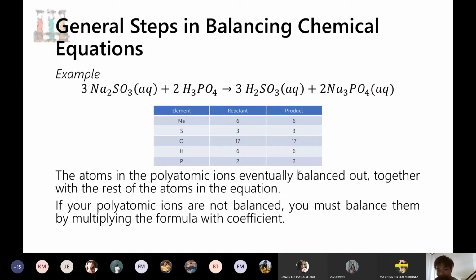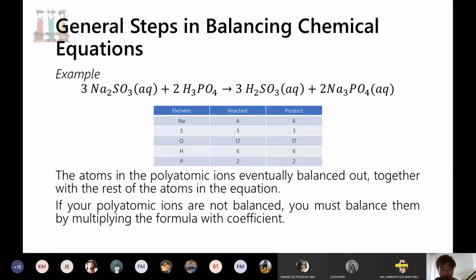Count mo uli yung mga atoms dyan. So, makikita nyo, you have 6 sodium here, you have 6 sodium here, sulfur. Isa-isa na to kino-confirm natin kung balance na talaga. So, you have 1 times 3 sulfur here. So, tatlong sulfur. 1 times 3 sulfur here. So, tatlo ring sulfur there.